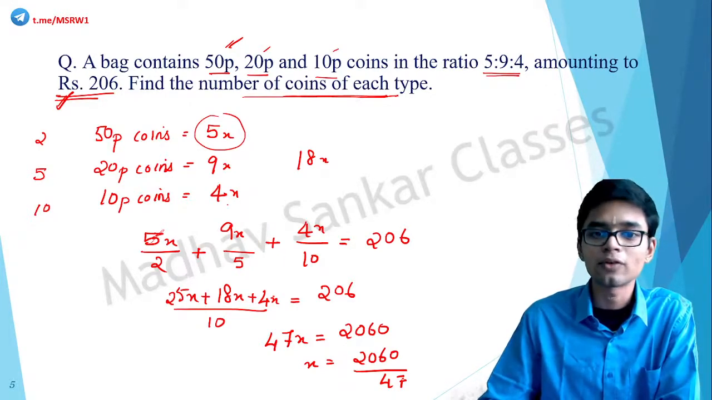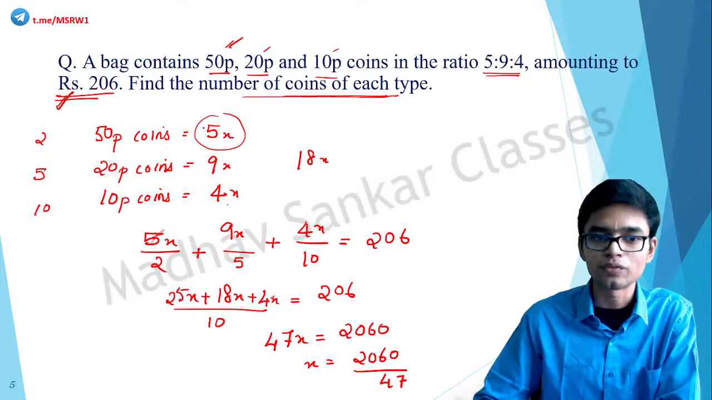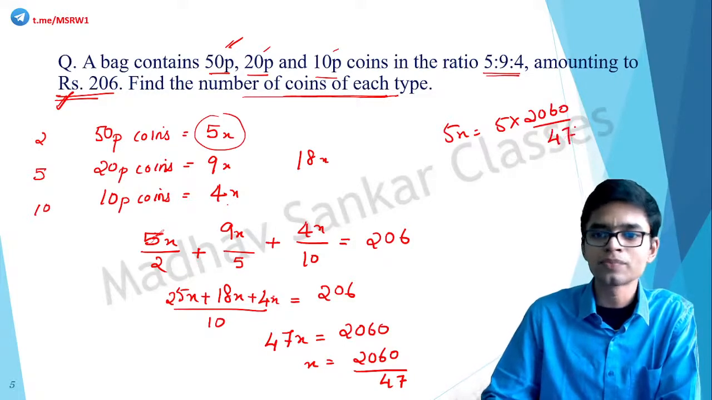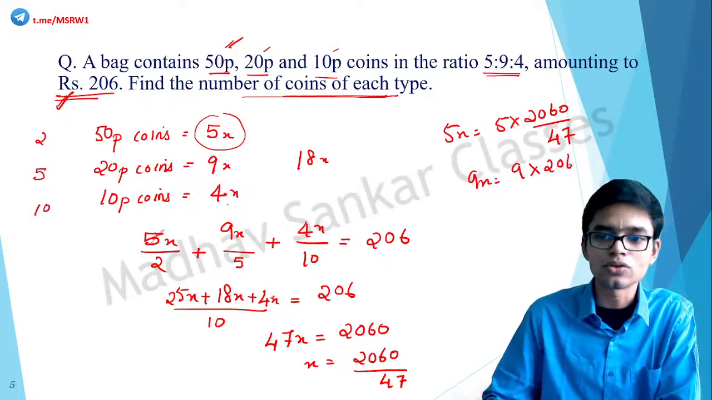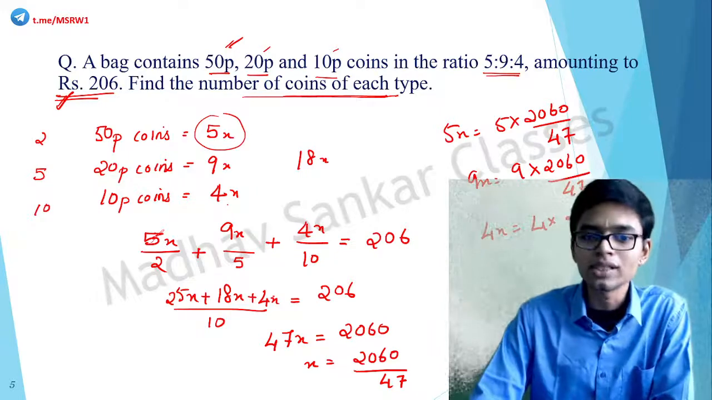Now find the number of coins of each type, which means simply substitute the values. So the 50 paise coin is 5x, so 5 into 2060 by 47, just do the calculation, okay? Similarly, 9x is equal to 9 into 2060 by 47. Similarly, 4x is equal to 4 into 2060 by 47. Once you solve this, you will get the answer.